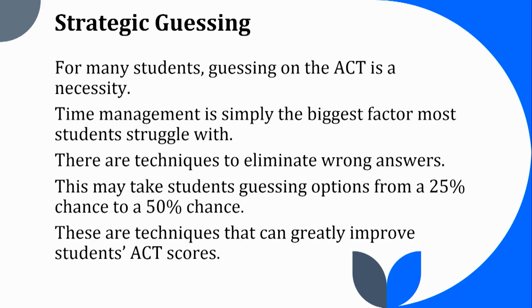Okay? So these are techniques to eliminate wrong answers. What we're trying to do here: if you've got 4 answer choices and you can't eliminate any of them, that's only a 25% chance of guessing correctly. But if you take those 4 answer choices and eliminate at least 2 of them, now you have a 50-50 shot of getting it right. So we've doubled your odds at answering the question correctly. That's why this is called strategic guessing: we're going to eliminate some wrong answers and make our odds a little bit better. These are techniques that can greatly improve a student's ACT score. So let's talk about them.